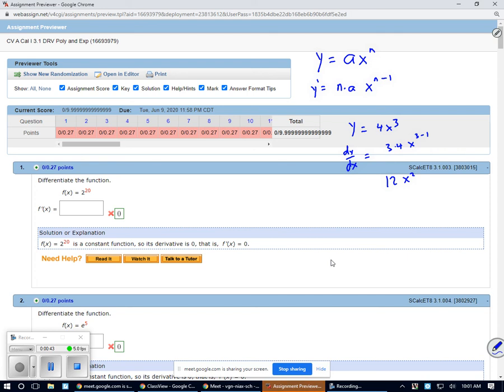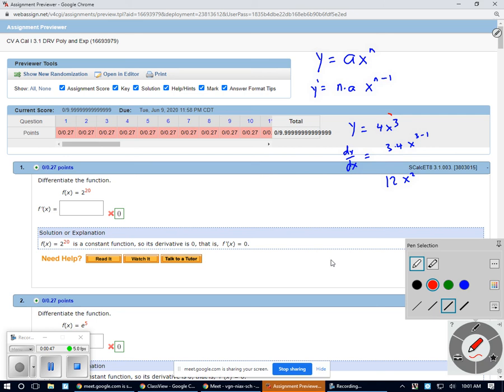So where did the 12 come from? The 3 times the 4. Where did the 2 come from? 3 minus 1.